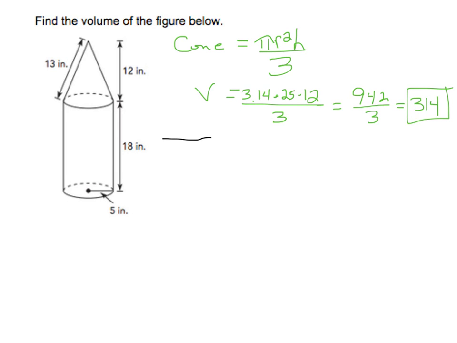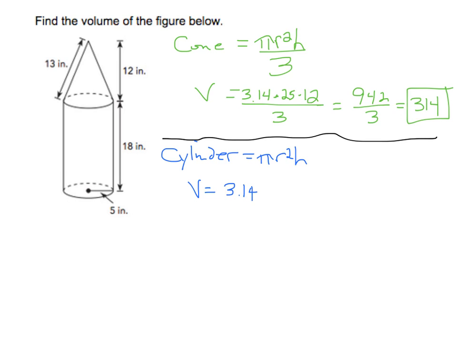Now, let's figure out the bottom part, which is the cylinder. For the cylinder, the volume is pi r squared h. So we're going to plug in 3.14. The radius squared is 25, times the height of the cylinder, which is 18. We simply take our calculator and multiply all three numbers, and we will get 1413.